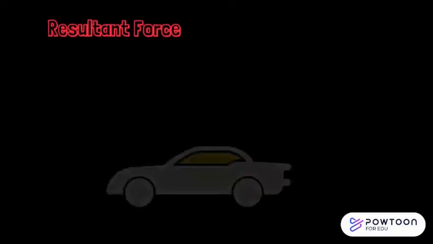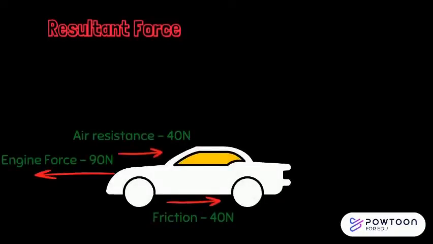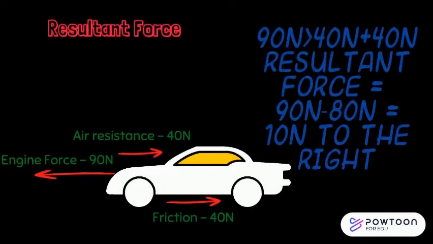Now let's find out how to calculate the resultant force. Here we see the engine force is 90 newtons, while air resistance and friction put together is 80 newtons. So 90 newtons minus 80 newtons is 10 newtons to the left.